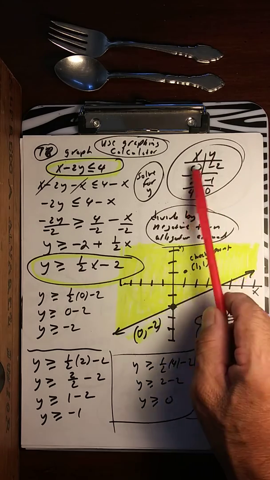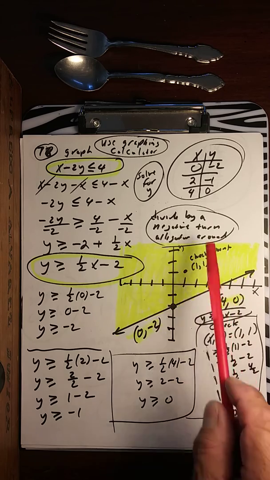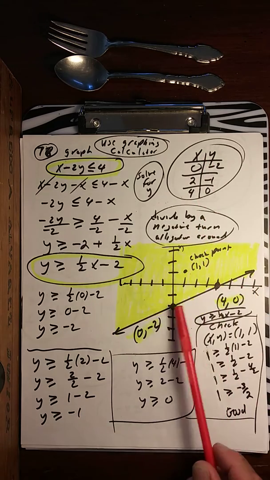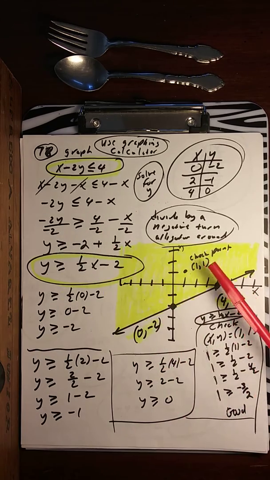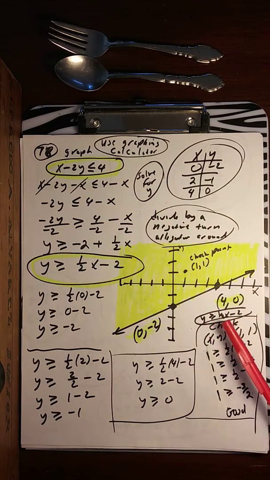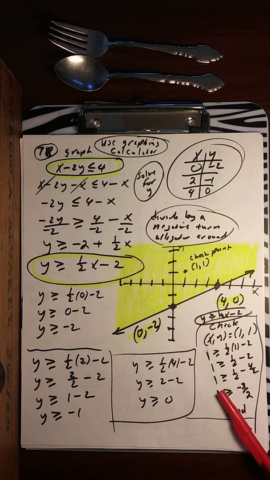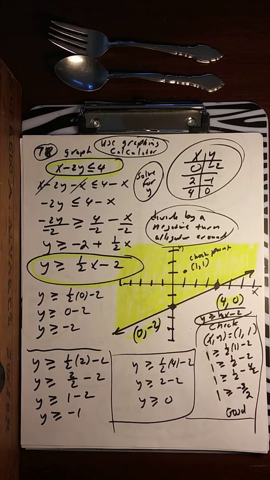So we have some points. Put them on the graph. (0, negative 2) and (4, 0). There are some numbers right there. And then, to make sure we know whether it's up or down, I used a test point. (1, 1) is in this area here. So if I put (1, 1) back in the original, does it work? Let's see. 1 half of 1 is 1 half. 1 half minus 2 is negative 3 halves. Is 1 greater than negative 3 halves? Yes. So that means it's in there somewhere.